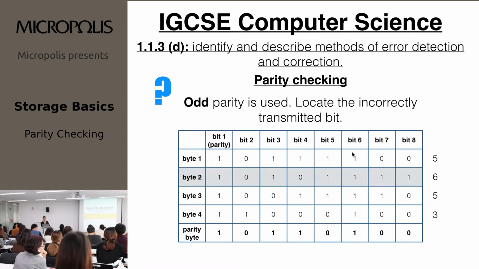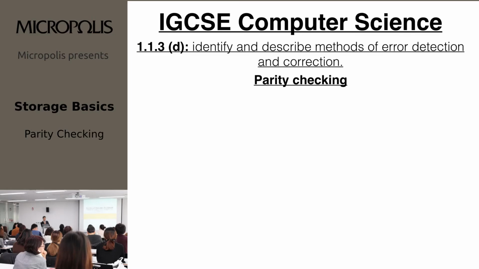So let's find out which bit it is. We count that, and it should get 5. 1, 2, 3. 1, 2, 3. 1, 2, 3. 1, 2, 3, 4, 5. 1, 2. Here we are, the 2. And this is 1. So it must be here. This is the only even number here, so that must have been transmitted incorrectly.